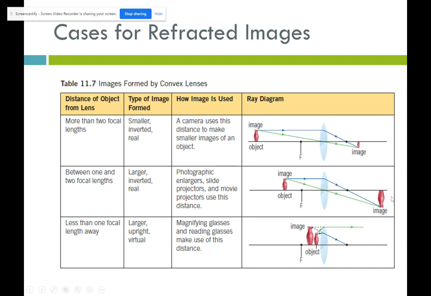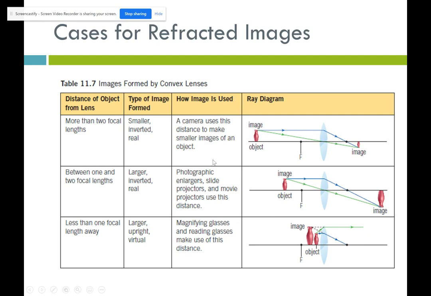You can also have larger real inverted images. Again, this is real because it's made of those solid lines versus the dotted lines that extend backwards where light doesn't actually go. It is still inverted, but it is larger. And you sometimes will be able to get larger upright virtual images like we just saw. So the image is larger than the original object, but it is virtual because it's made of those dotted lines instead of those real rays. Okay, you could see any of those three.